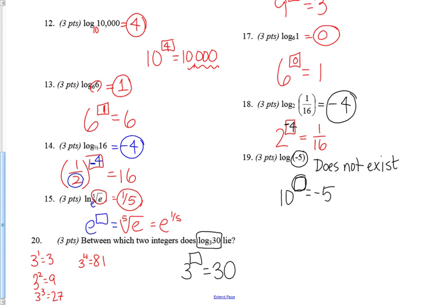So if I'm looking, 3 to what power gives me 30? Well, 3 to the third power gives me 27, and 3 to the fourth power gives me 81. So I need the power up here to be a little bigger than 3, like a 3.1-ish, something like that. In other words, my log base 3 of 30 is going to have to lie between 3 and 4. It'll be a 3 point something, so that it gives me a number between 27 and 81 when I'm doing my exponent there.